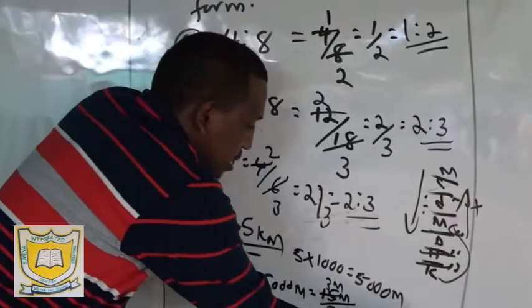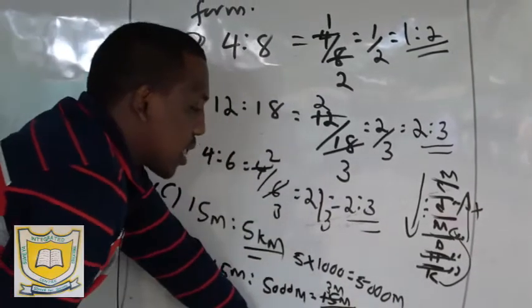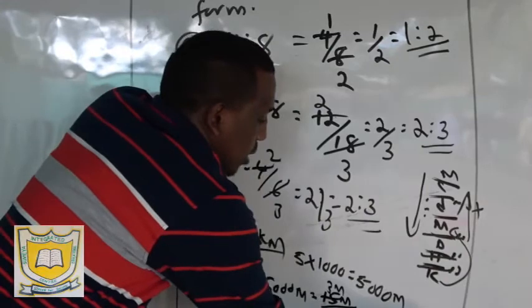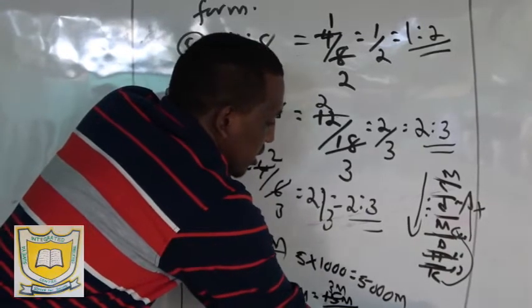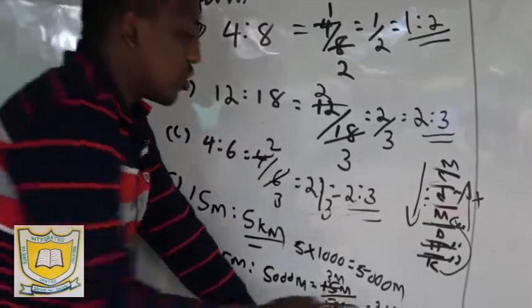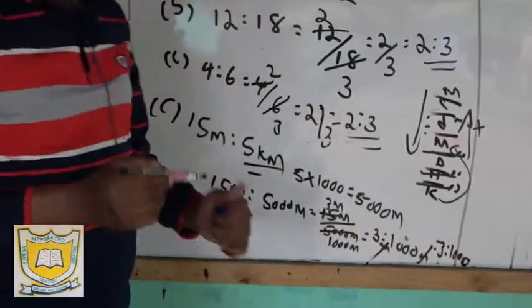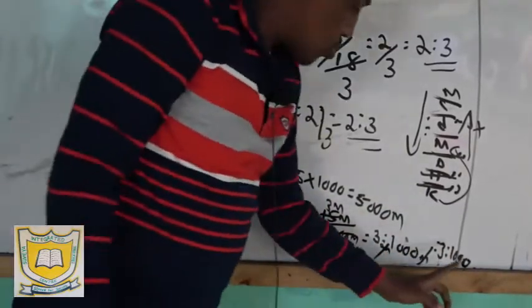So you can even say meter, they go together. So the answer is now 3 to 1,000. The ratio is 3 to 1,000.